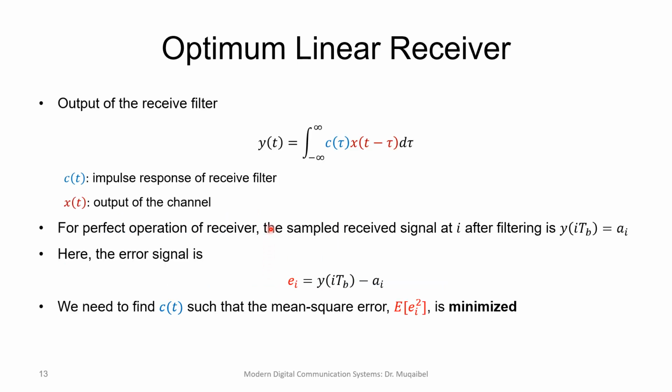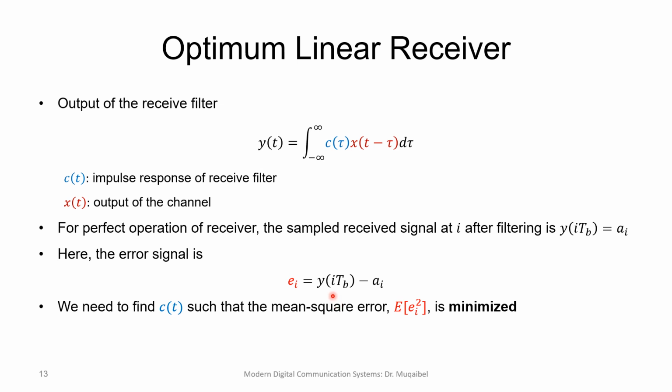So if you look at it in terms of linear system representation, this is the convolution equation. What you get is the convolution of the impulse response of the receiver filter and the output of the channel. Okay, so for perfect operation, at the sampling instant, so at iT, you'll get one number out of this, and you want to compare this number with what you expect, a_i. So the difference between the two is the error. Of course, we can have scale adjustment, but in general, you want to define this as the error.